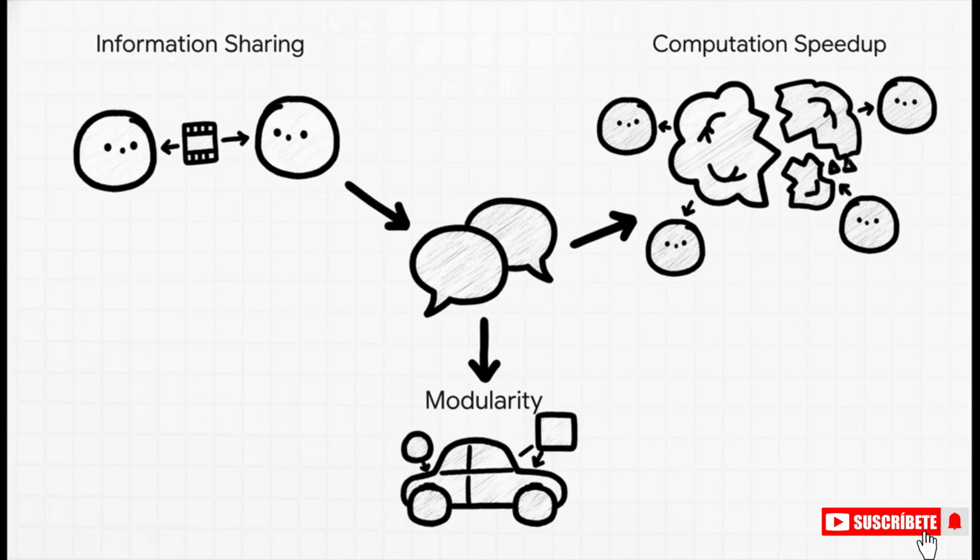And why is IPC so important? Well, for a few big reasons. First, information sharing. Maybe one process is gathering data from a sensor, and another process needs to display it. Second, for computation speed up. You can take a massive problem, break it into tiny pieces, and have a bunch of processes work on them all at once in parallel. And third, for modularity. Instead of building one giant monolithic program, you can build a system out of several smaller, simpler processes that each do one thing well and just talk to each other.